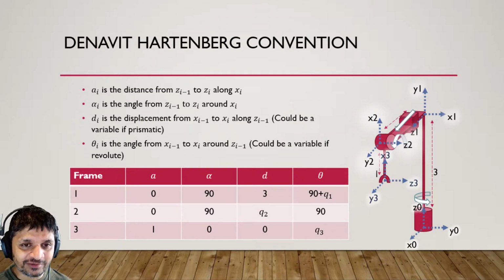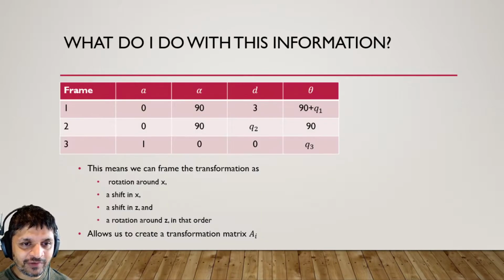And when I've got these parameters, the really cool thing is I can frame my transformation matrix as a rotation around x, a shift in x, a shift in z, and a rotation around z. Okay, in that order. So what the Denavit-Hartenberg convention allowed us to do is that now we don't have to think about the order of these things. We don't have to think about how any of this works. Whenever we have an arm, regardless of what the arm looks like, we do exactly the same operation. We figure out the Denavit-Hartenberg parameters, and then we've got this transformation configuration.